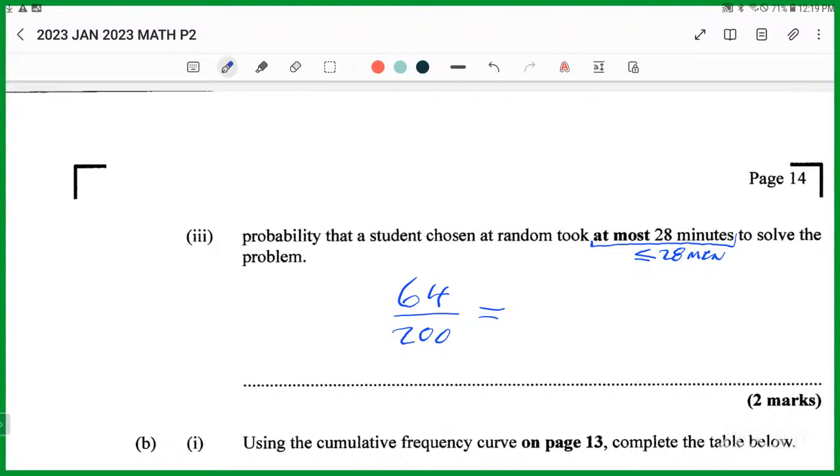That becomes 32 over 100. When simplified to the lowest terms, what is it? 8 over 25. That's it. That is the lowest term. 8 over 25. All right. Next one.